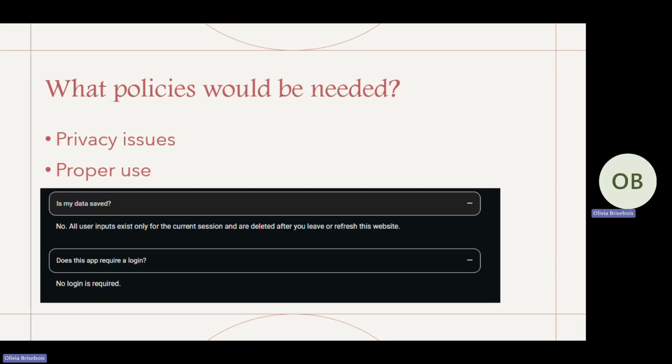Policies that would be needed, probably privacy issues, I'm assuming. I did look into this and it does say that your data is not saved for any of your sessions and there's no login required. I don't think that is a concern, but you are providing your voice at some points, which could be a little bit sketchy for some people. And another thing is obviously proper use, because it's not just a toy to mess around with, it's an actual medical field usage device.